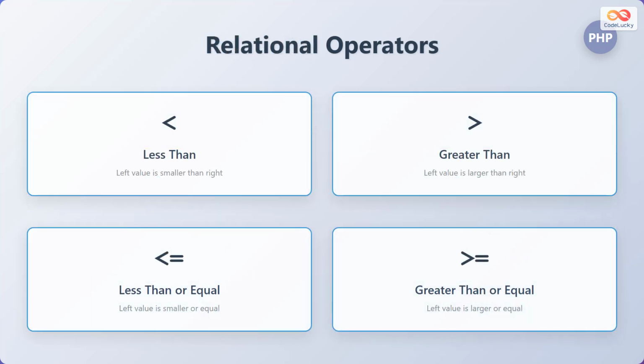Relational operators are used to determine the relationship between two values. The less than operator checks if the left value is smaller than the right value. The greater than operator checks if the left value is larger than the right value. The less than or equal to operator checks if the left value is smaller than or equal to the right value. Finally, the greater than or equal to operator checks if the left value is larger than or equal to the right value.